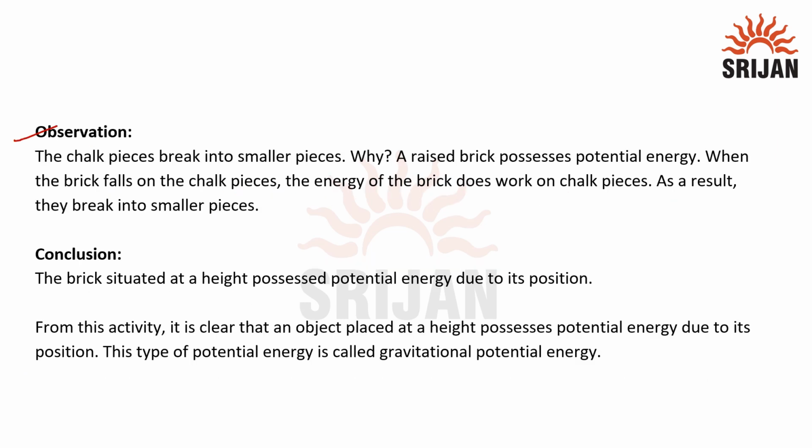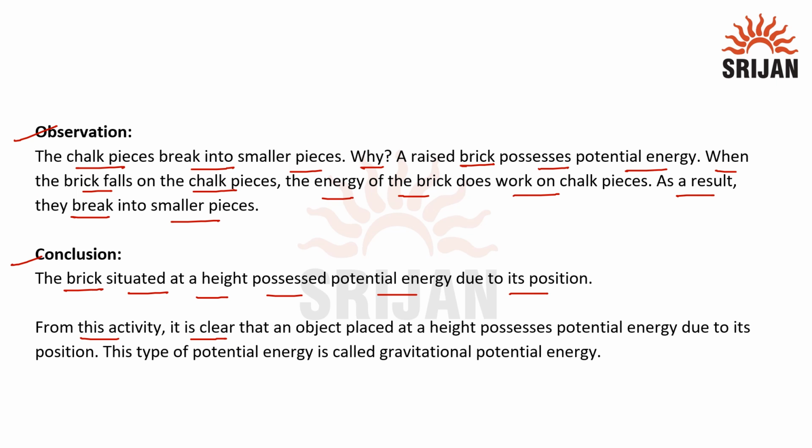Here we have the observation: the chalk pieces break into smaller pieces. Why? A raised brick possesses potential energy. When the brick falls on the chalk pieces, the energy of the brick does work on chalk pieces. As a result, they break into smaller pieces. From this we can conclude that the brick situated at height possessed potential energy due to its position. From this activity, it is clear that an object placed at height possesses potential energy due to its position.